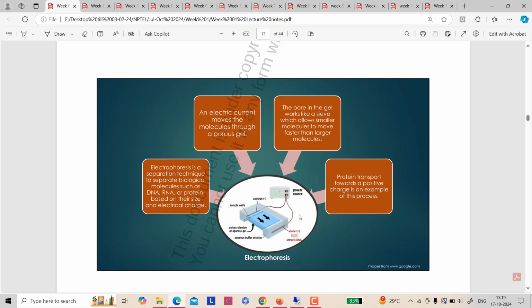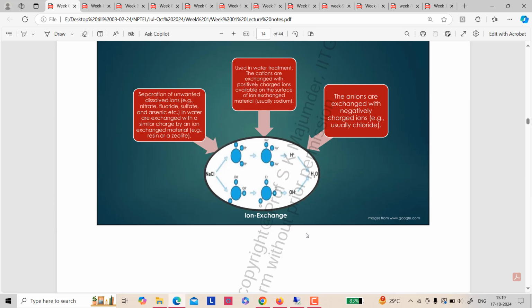Next one is electrophoresis. Electrophoresis is a separation technique to separate biological molecules such as DNA, RNA, or protein based on their size and electrical charge. Next comes ion exchange.